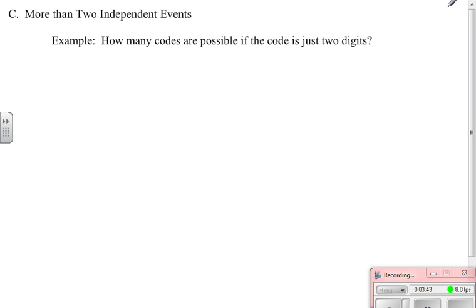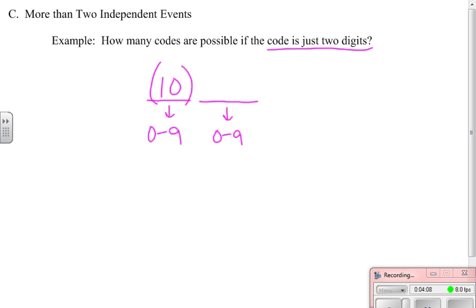Now what happens if we have more than 2 independent events? How many codes are possible if the code is just 2 digits? So we have a 2-digit code, and if we can allow repeats, that means in here I could put digits 0 through 9, which means there are 10 choices. In this one, if it's truly independent, meaning there can be repeats, then there are still 0 through 9 to choose from, which gives me another 10 choices. By the fundamental counting principle, that means there are 100 combinations. 100 different combos of 2 numbers.